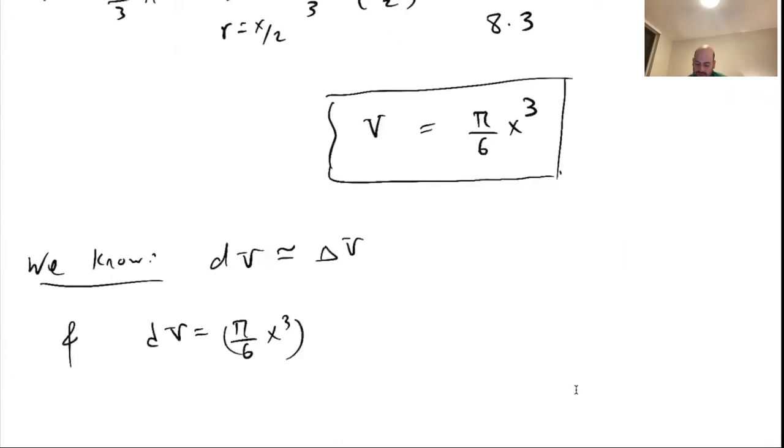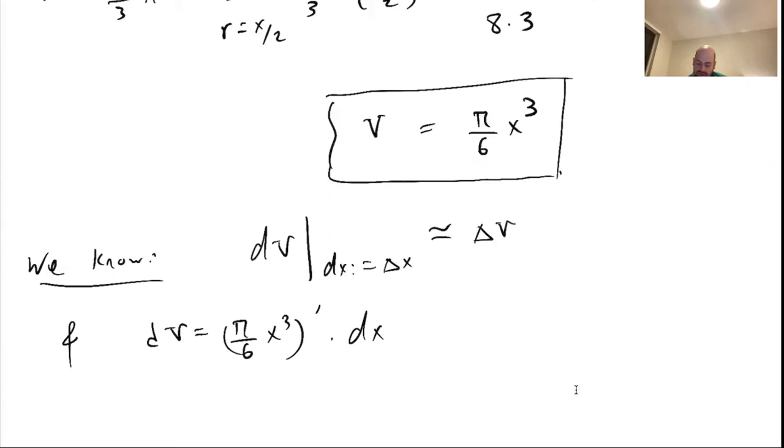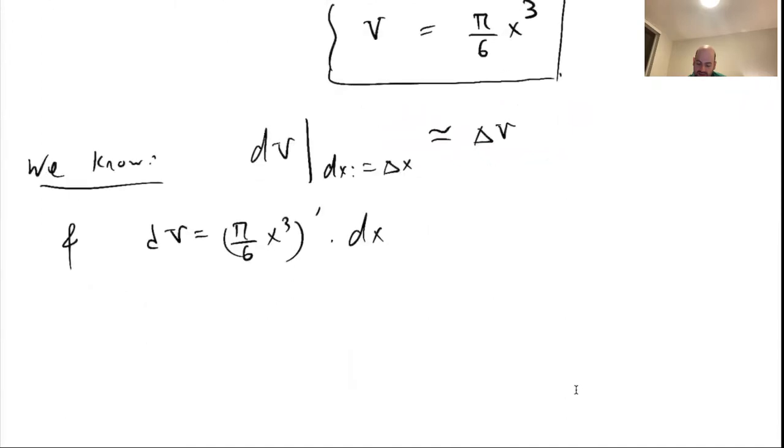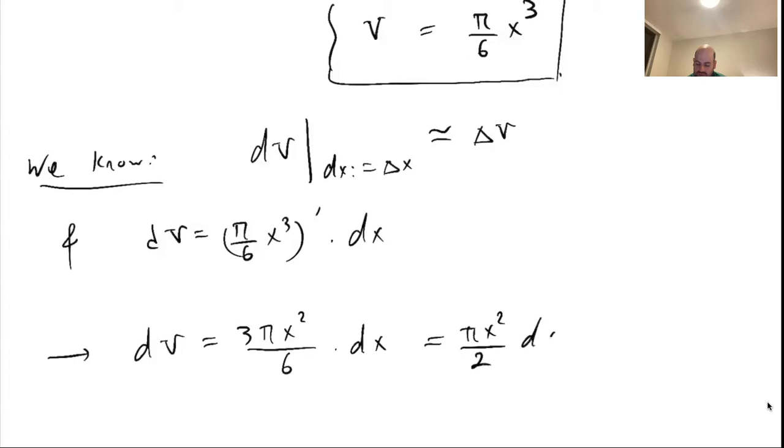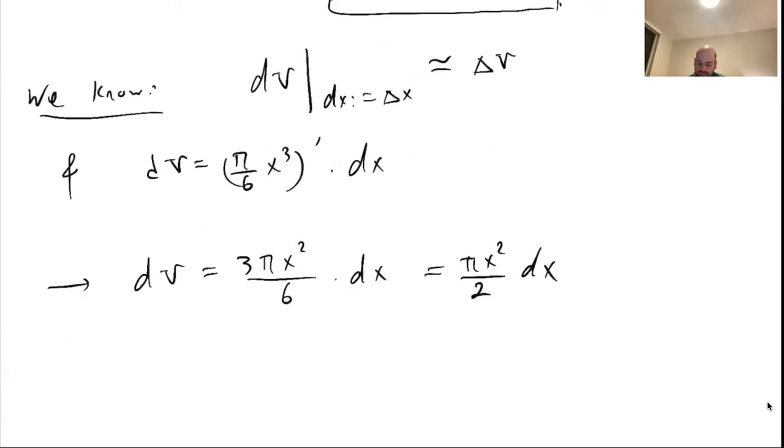X cubed. Derivative times dx. So dV, where dx is said to be delta x, of course, provides an estimation for delta V. So dV is the derivative of this function times dx. What is the derivative of this function? Pi over 6 x cubed. The derivative of x cubed is 3x squared. So 3 pi x squared divided by 6 dx. So this is pi x squared over 2 dx.